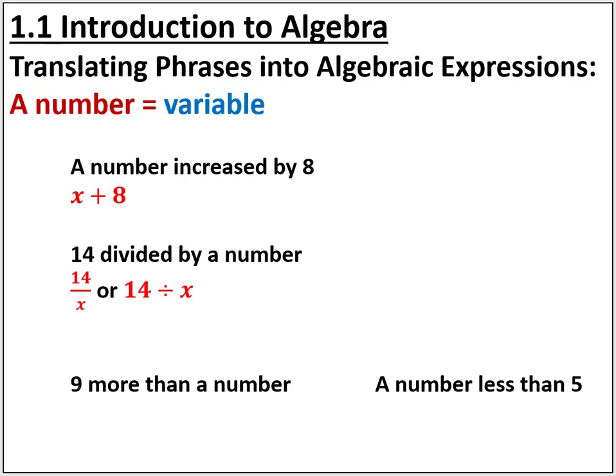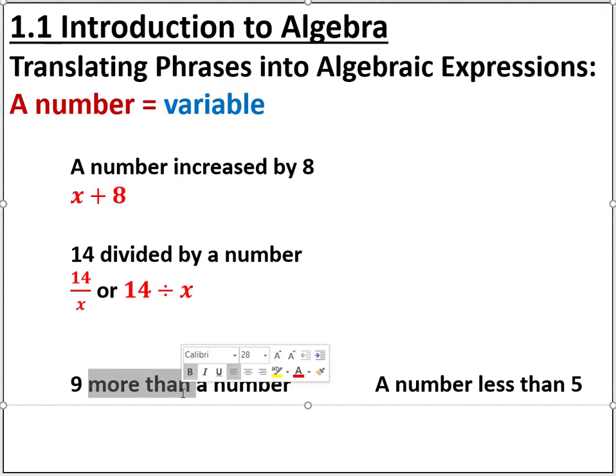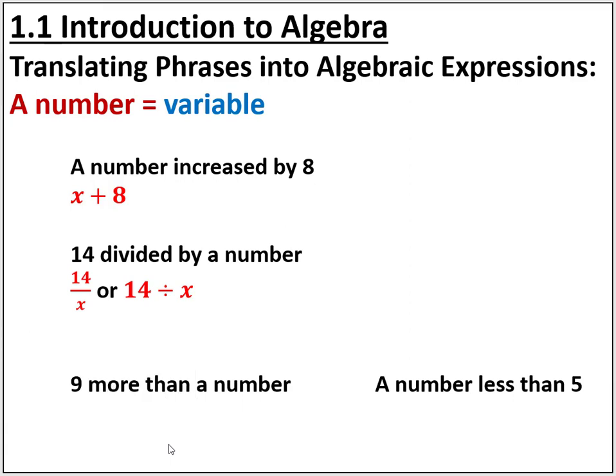Now, moving on to the next example, it says 9 more than a number. So, still doing translating phrases. When it says more than, that means plus, not the inequality sign, but plus. So in this example, what's in front of the more than is going to be our second part, and what's after the more than is going to be the first part. So let's label our 9 and a number. A number will be first, and then 9 will be second. And as I stated before, more than means plus. So we're going to have x plus 9.